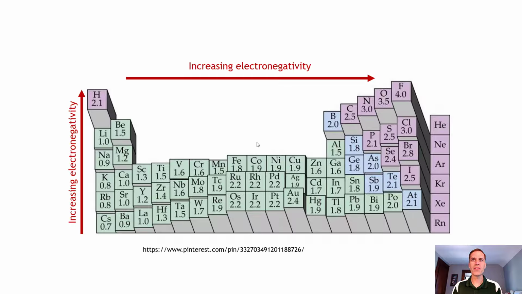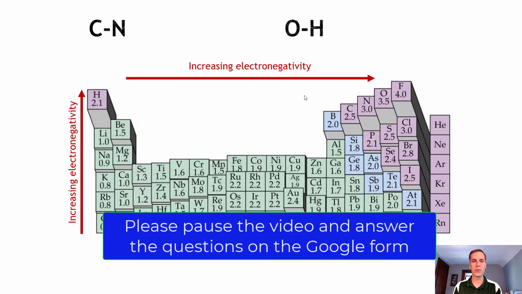important idea. So let's consider two different kinds of bonds: a carbon-nitrogen bond and an oxygen-hydrogen bond. What I'm going to ask you to do is figure out the difference in electronegativity between these two. In general, the less evenly that those electrons are shared, the more polar a bond is going to be. So I want you to figure out, out of these two bonds, which one you anticipate would be more polar? Take a few moments, answer those on the Google Sheet, and then come back.